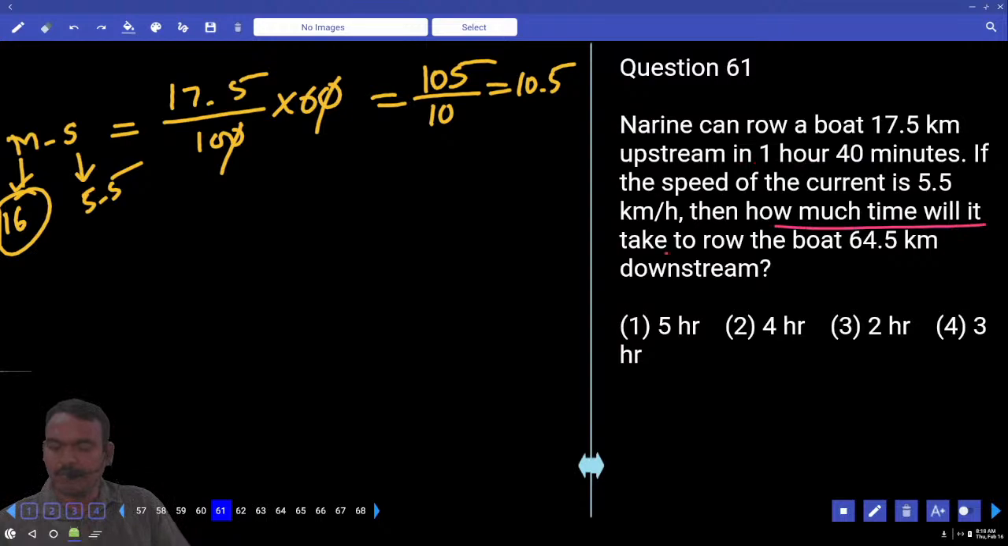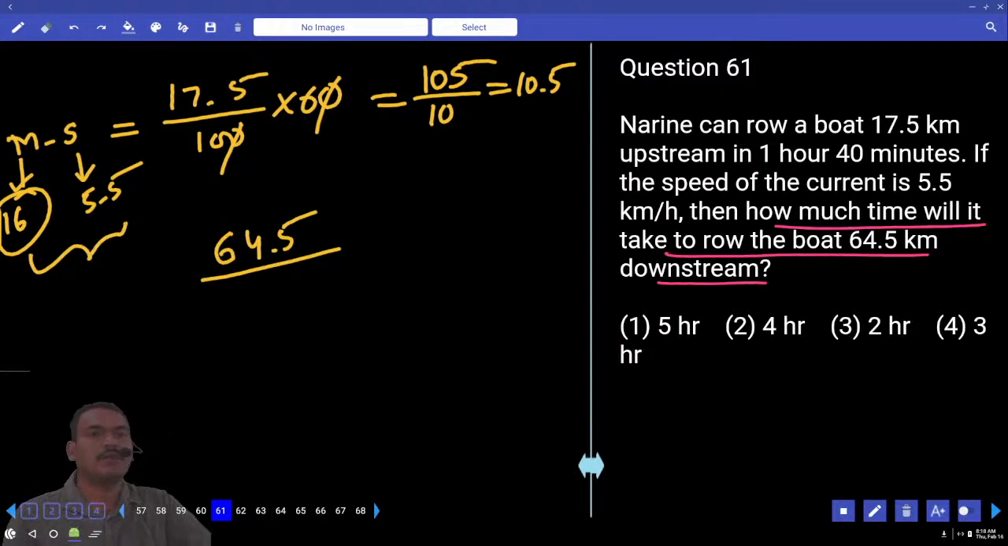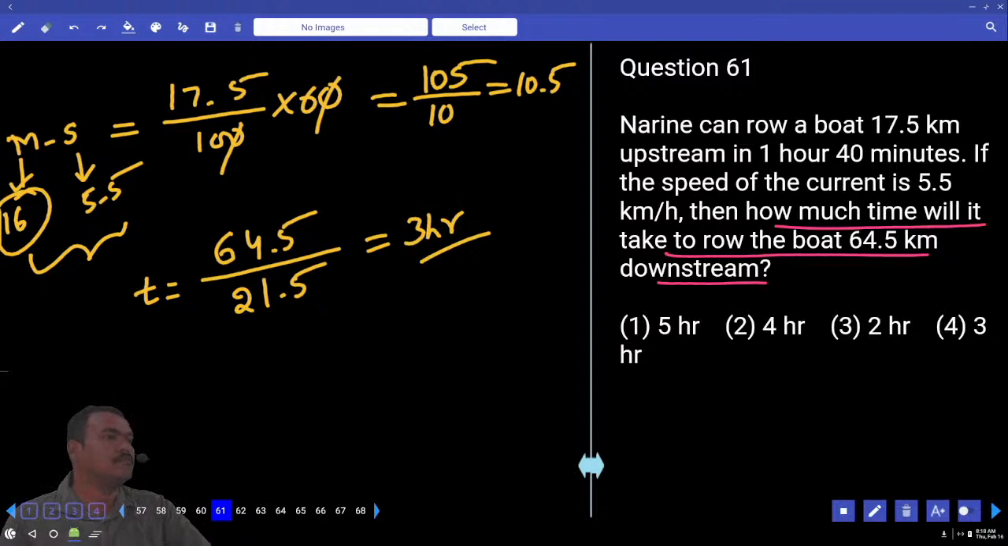How much time will the boat take to row 64.5 kilometers downstream or upstream? Downstream. What is the distance downstream? 64.5. What is the speed downstream? 21.5, that is 16 plus 5.5. Downstream speed is m plus s or m minus s? m plus s. Distance by speed: 64.5 by 21.5 is almost 3 hours. Basic question, right?